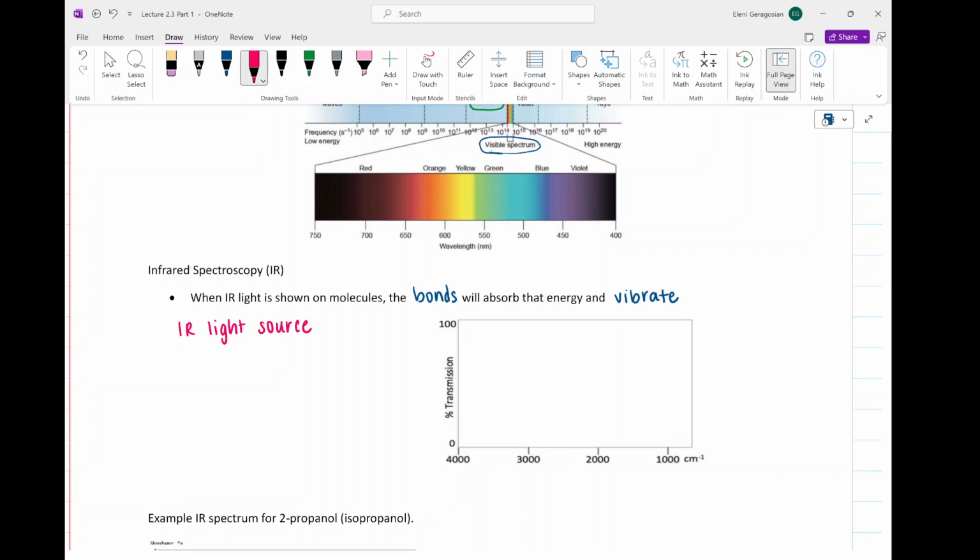Think of a light bulb, but that light bulb is showing IR light. So we have energy coming from the source. This will shine light onto a molecule. That molecule will absorb some of that IR light, whatever the bonds in that molecule can absorb. Whatever is not absorbed by that molecule is detected by a sensor or detector. And then the detector will produce some readout.